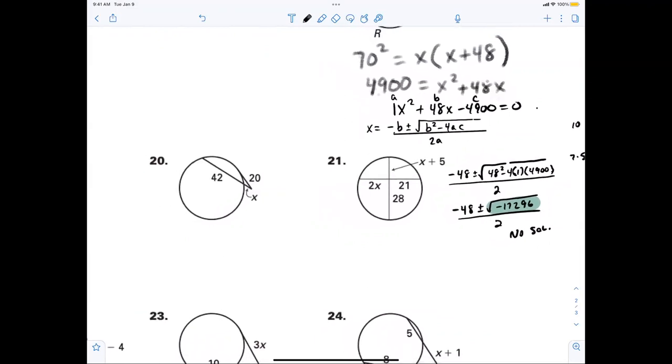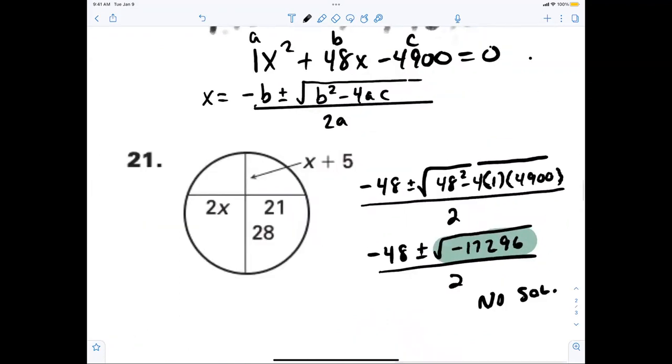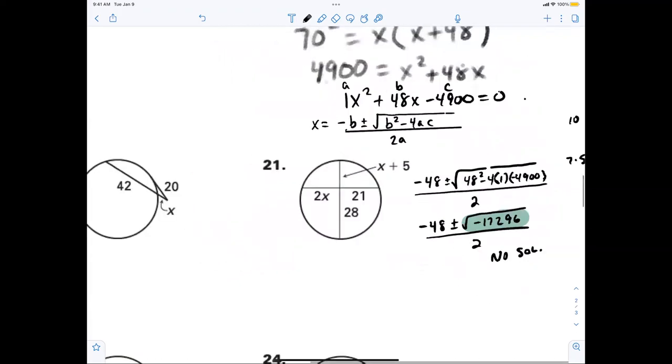B squared. Oh, C was negative 4,900. Thank you, David. Very good, buddy. That C was negative 4,900. That was my mistake. The C was negative 4,900. But David said something even more brilliant.